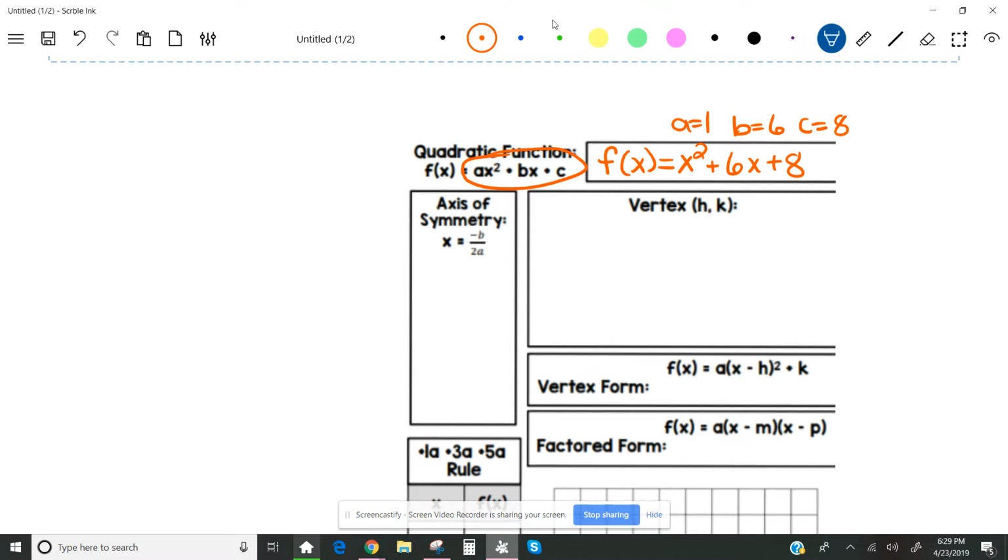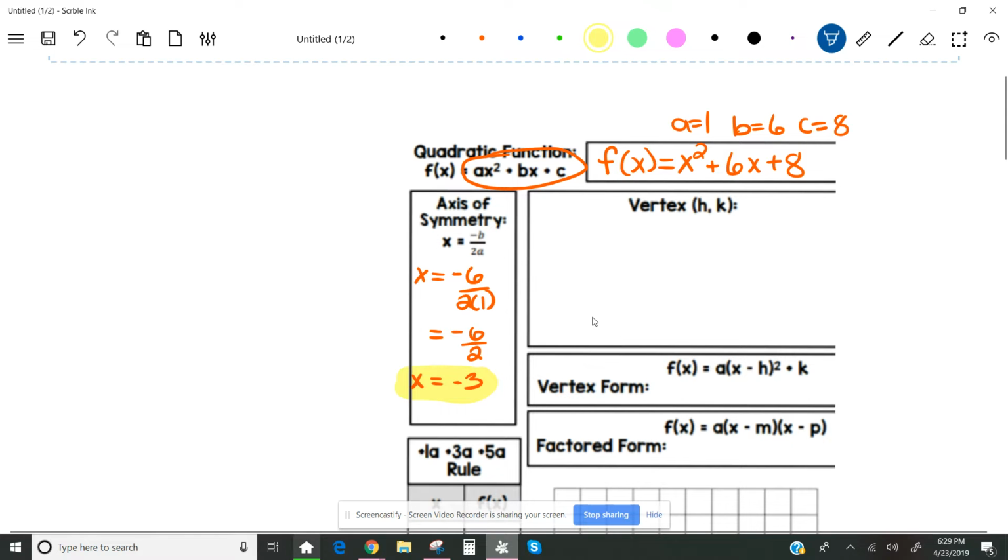Now, we need to find our axis of symmetry, so we're going to use this formula. So we have x is equal to -6, because that's our b, over 2 times 1. So then we're going to simplify it, and it becomes -6 over 2, which becomes -3. So I have x is equal to -3, and that is our axis of symmetry.